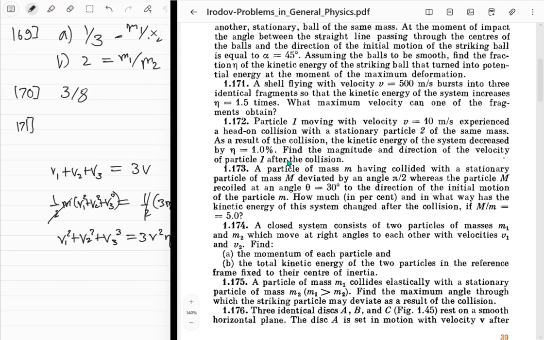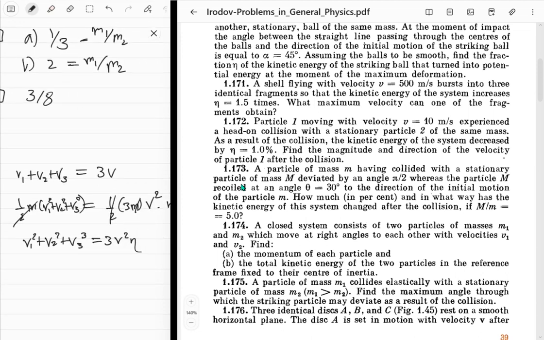Okay, so what maximum velocity can one of these fragments obtain? Ooh, that's a bad question. Oh, you could use like Lagrange multipliers. Is that what they're called? Yes, I think so. So this thing is equal to some kind of constant. This thing is equal to some kind of constant. What we want is one of these to be the maximum. How do we do that?